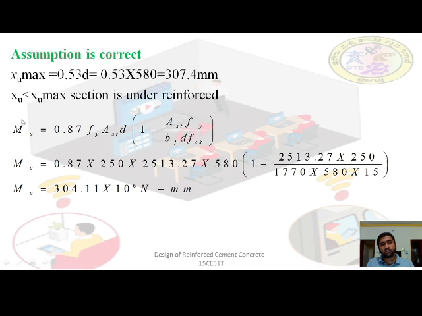So we are going to write down this equation to calculate the moment of resistance of the section. This is also in page number 96 of IS code. So 0.87 Fy into AST into D. This equation we will write down and substitute. Fy, grade of the steel, 250, and AST is 2513.27, which you have calculated. D is the effective depth 580.